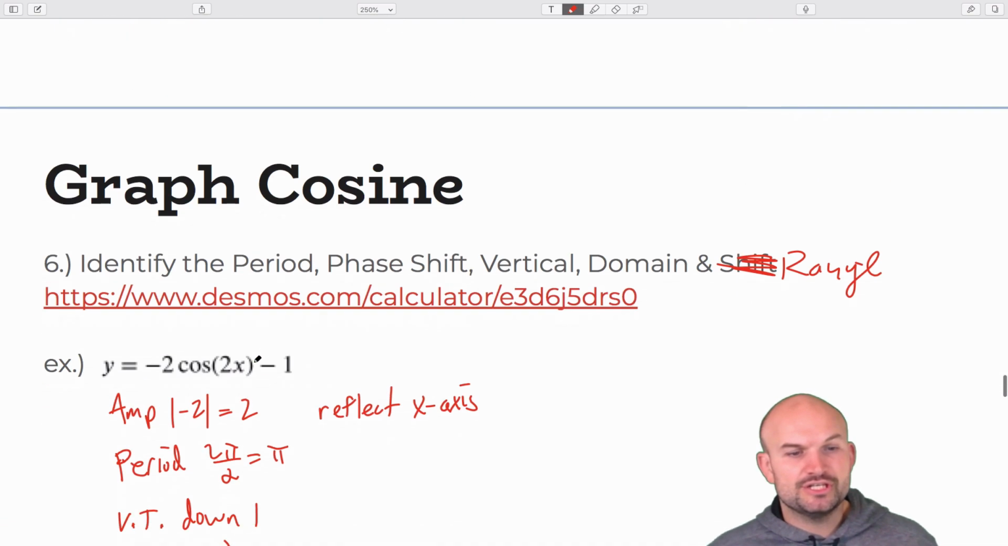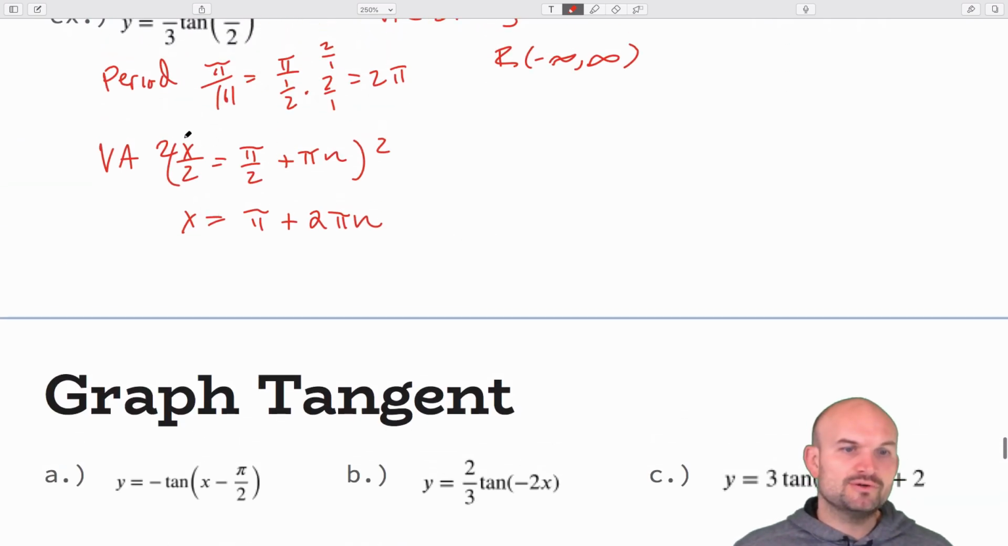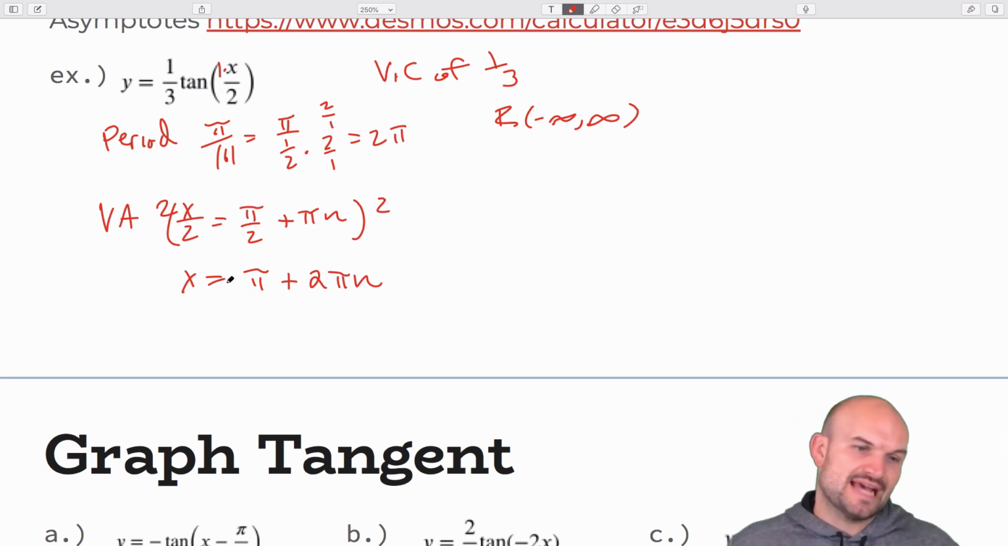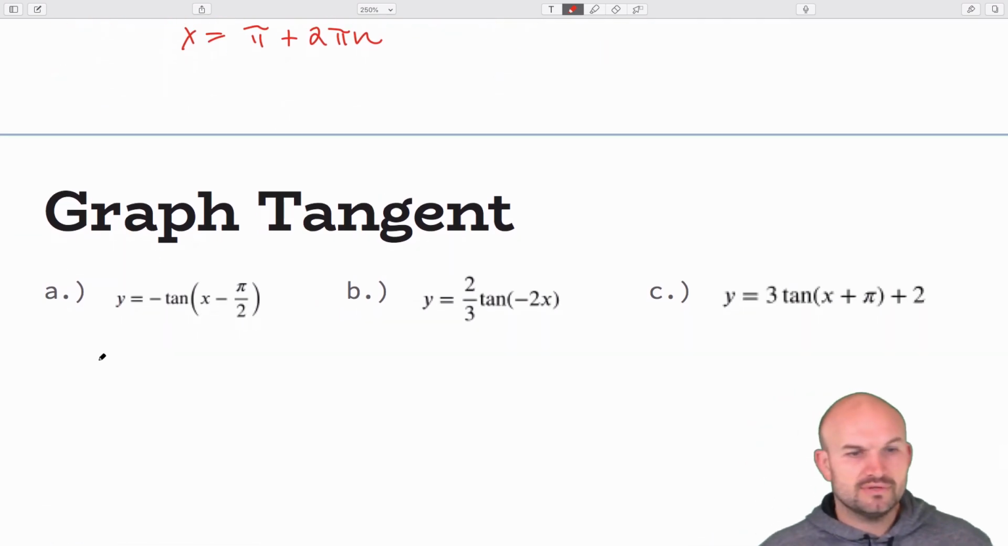So when I need to identify my new asymptotes, I'm simply going to take whatever's inside my function. In this case, my function is x over 2, and I'm going to set that equal to the equation of the asymptotes. I then just solve for x, and that gives me my new equation for the asymptotes. So in this case, you can see x equals pi plus 2 pi n. All right, so let's work through them here.